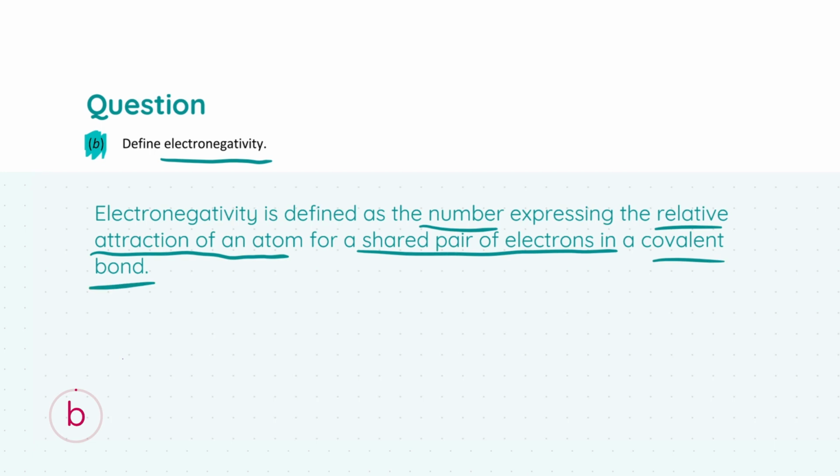There's a lot of buzzwords you need to include, but the main ones in this instance are the relative attraction of an atom. That's a really important one to include here. And as well as that, you need to say that it is for a shared pair of electrons in a covalent bond. So that's all you need to include in order to get your full marks. In this case, there was a total of 6 marks going, and as I was saying, the breakdown was 3 marks for saying relative attraction of an atom, and then the other 3 marks was for mentioning the fact that it is for a shared pair of electrons.